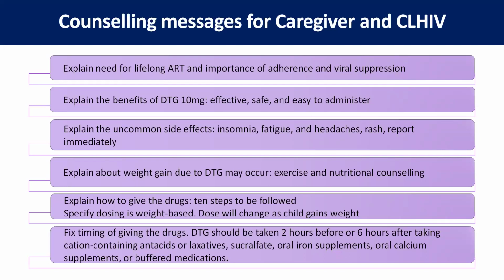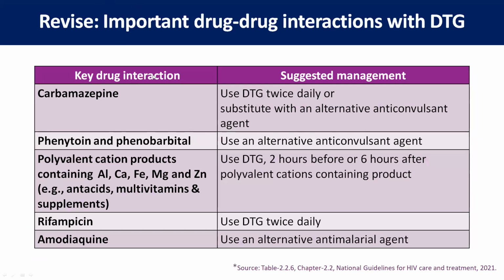DTG should be taken 2 hours before and 6 hours after taking cation-containing antacids, laxatives, sucralfate, oral iron supplements, oral calcium supplements, and buffered medications. This is very important in pediatrics, where we often give oral supplementation, especially iron and calcium. So you have to take the history whether the baby is taking any vitamins, oral calcium or iron preparation. Then you have to defer the drug 2 hours before and 6 hours after taking those. There are drug-to-drug interactions, and in the ART center the MOs should take the history, because they are very busy and concerned with the HIV-related things.